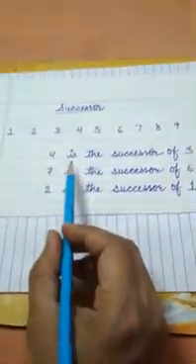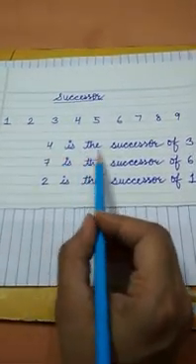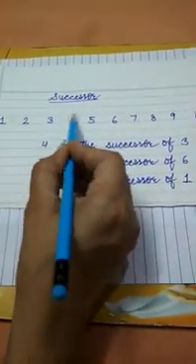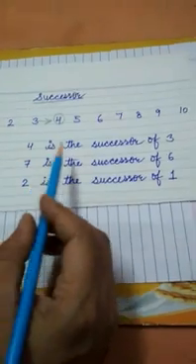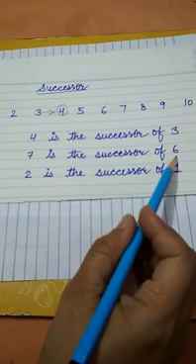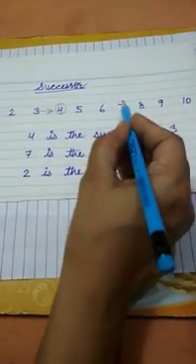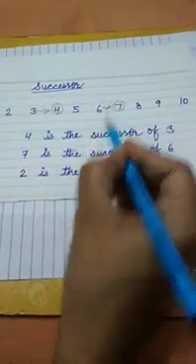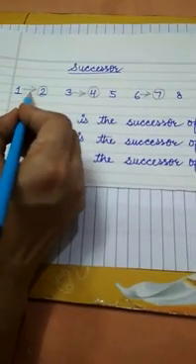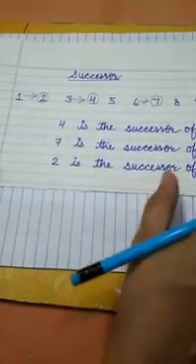Now let's see some equations. 4 is the successor of 3. How? Because 4 comes just after 3. 7 is the successor of 6. Why? Because 7 comes just after 6. 2 is the successor of 1. Why? Because 2 comes just after 1.